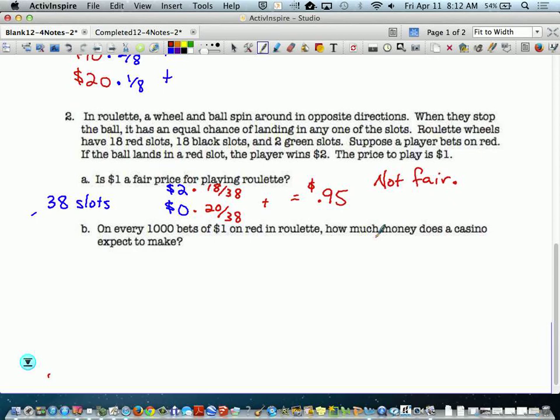On every 1,000 bets of $1 on red, how much money does a casino expect to make? So if they have a bunch of people playing in a day and they make the same bet, $1 on red, for 1,000 bets, how much does the casino expect to make? $50. 1,000 bets times $1 is $1,000. The casino is expecting to take how much of that?